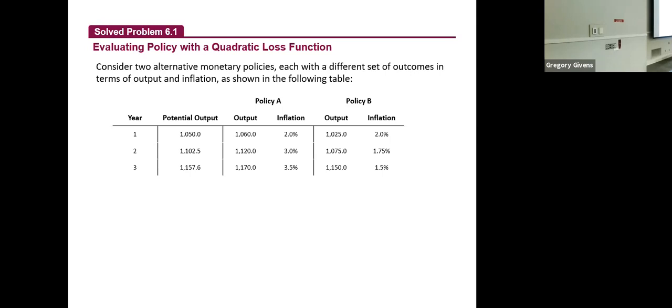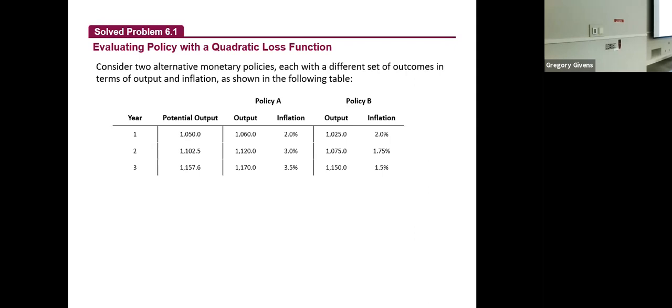All right, so here is a pretty straightforward illustration. Let's consider two different monetary policies. And each of these policies is going to generate a different set of outcomes. So you can think about them as two different settings for the federal funds rate or for the Fed's interest rate policy. Policy A is going to generate outcomes for output and inflation in these following 3 years. So we're looking at a 3-year period.